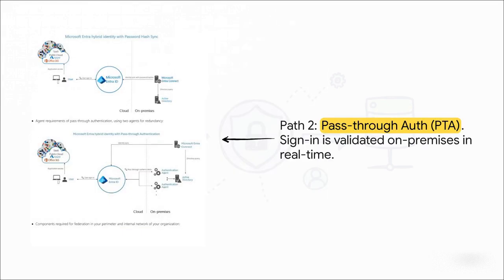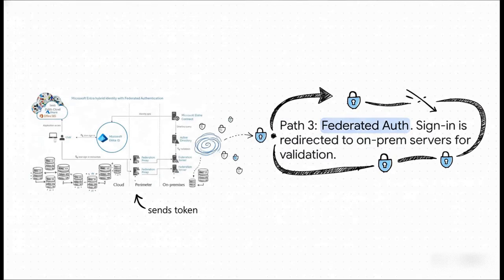Next, we've got pass-through authentication. Now with PTA, the password literally never touches the cloud, not even as a hash for authentication. Instead, there's a lightweight little agent on-prem that takes the sign-in request and passes it back to your local Active Directory to validate it in real time. And finally, there's federation. This is by far the most complex option. Here, the sign-in request gets completely redirected to on-premise servers, like an ADFS farm, and that infrastructure handles the authentication and then sends a security token back up to the cloud.